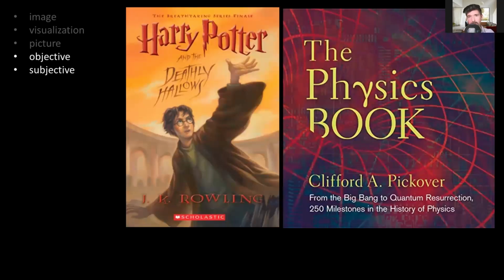So in order to understand the difference between the objective and subjective things, we can take a look at two books which are fiction and physics. On one hand, we have the Harry Potter franchise, which is subjective, but on the other hand, we have the physics book, which is an objective truth, whether we believe in it or not.